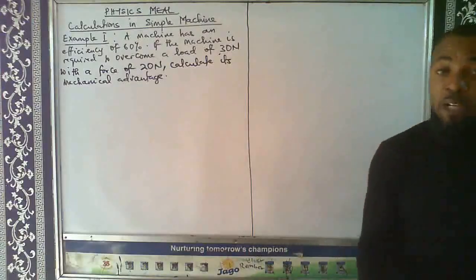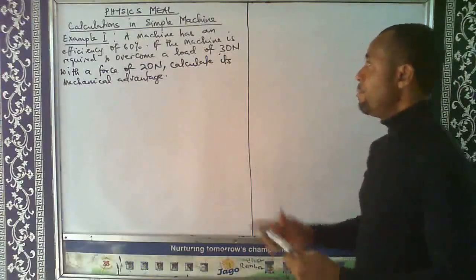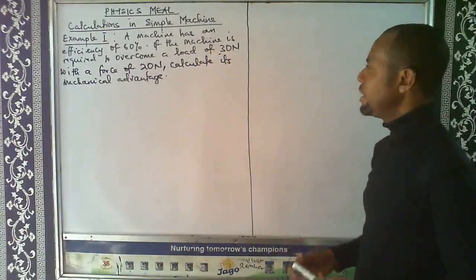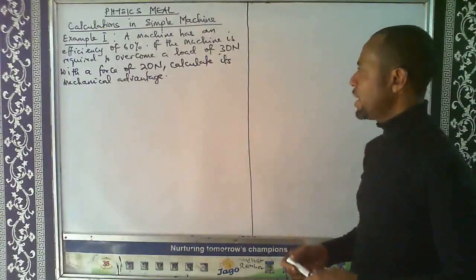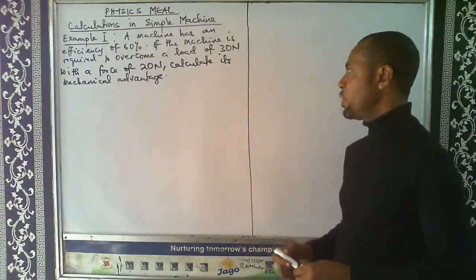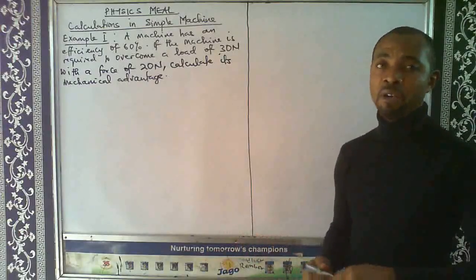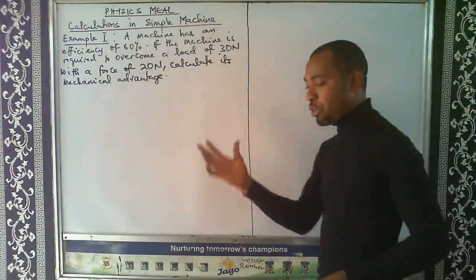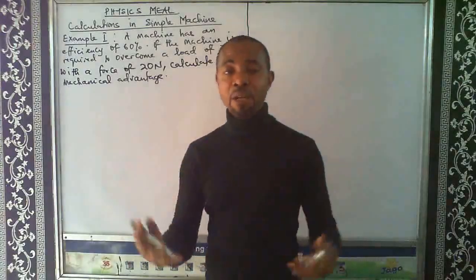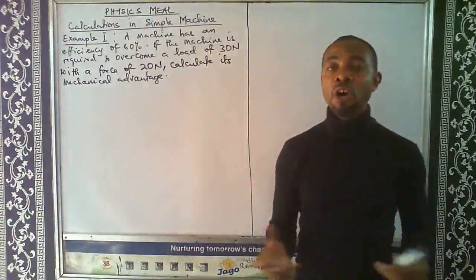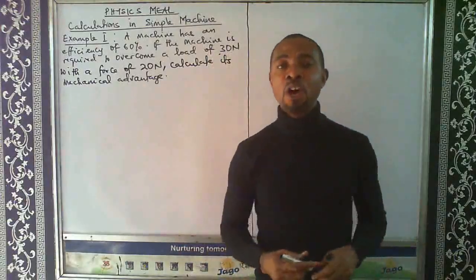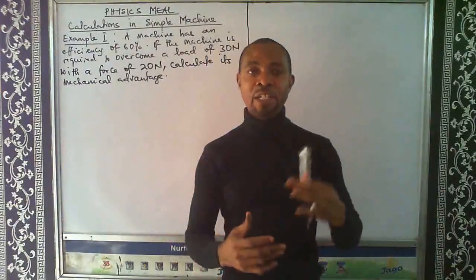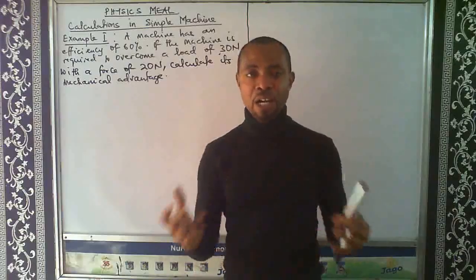All right, let's look at this question. A machine has an efficiency of 60%. If the machine is required to overcome a load of 30 Newton with a force of 20 Newton, calculate its mechanical advantage. You will recall that we usually use what we call the ISEE principle. Each time we are trying to carry out calculations on machines, we use the principle of ISEE. The ISEE means identify, set up, explore, and execute.